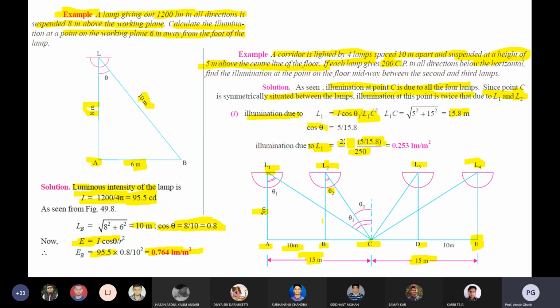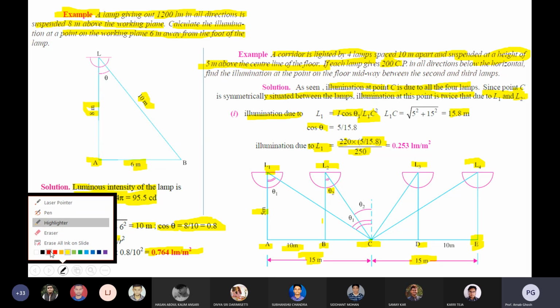Let me check how much it is coming. 200 into 5 by 15.8, divided by 250. So it should be 200. That value 220 is written, so please change it. Some printing mistake is there here.